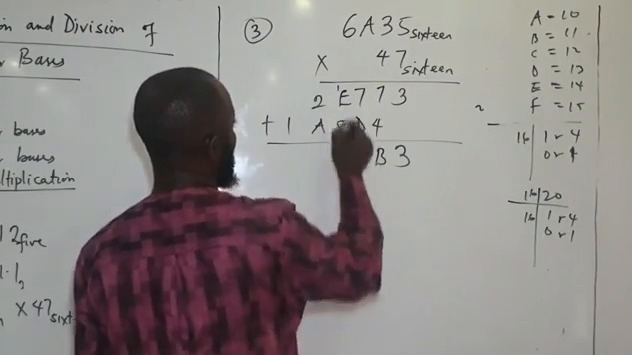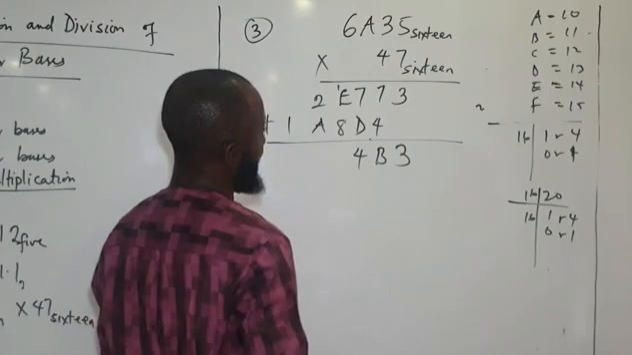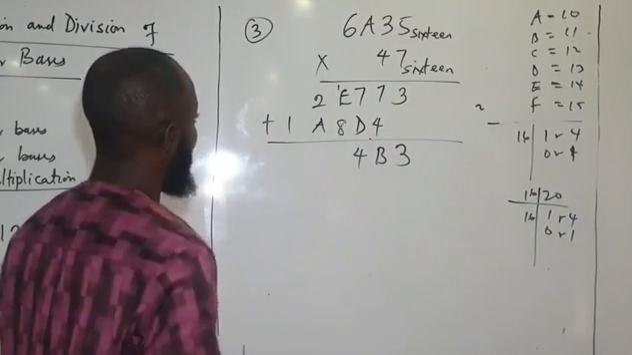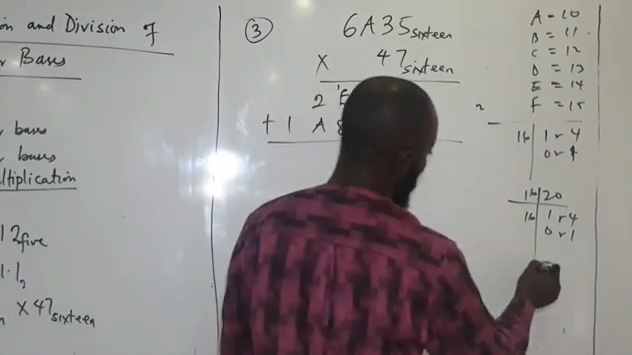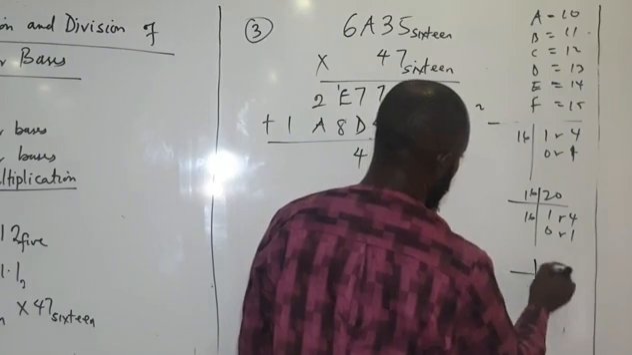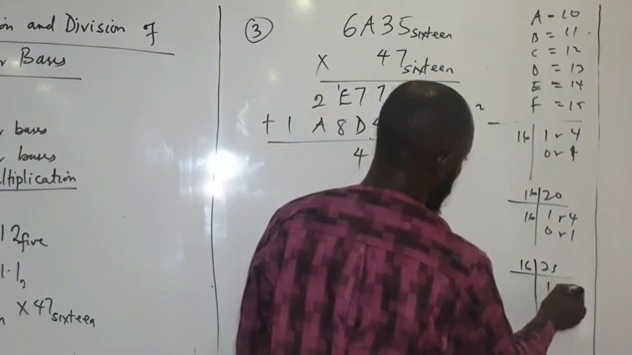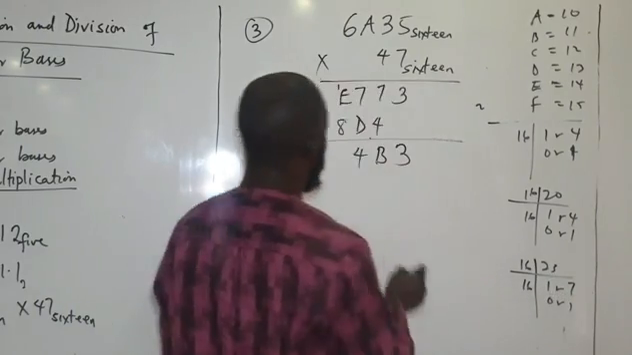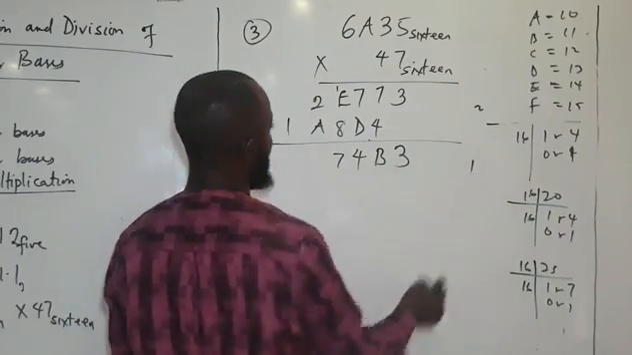We carry 1. So E is 14. 14 plus 8 is 22. 22 plus 3, 23. So we change 23 now to base 16. 1 remainder 7. Then 16, 0 remainder 1. That is 7. We carry 1 again.